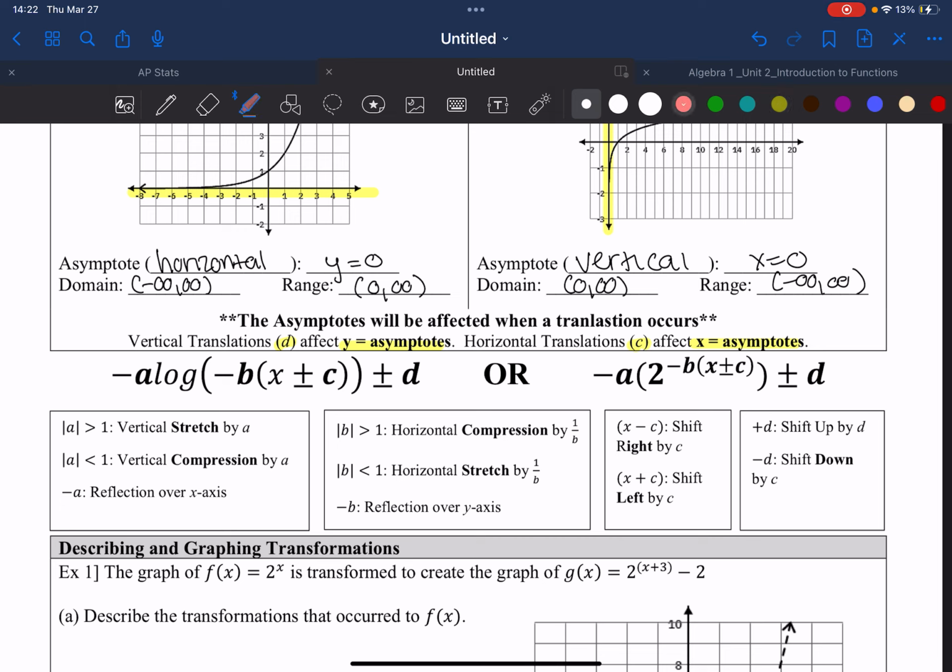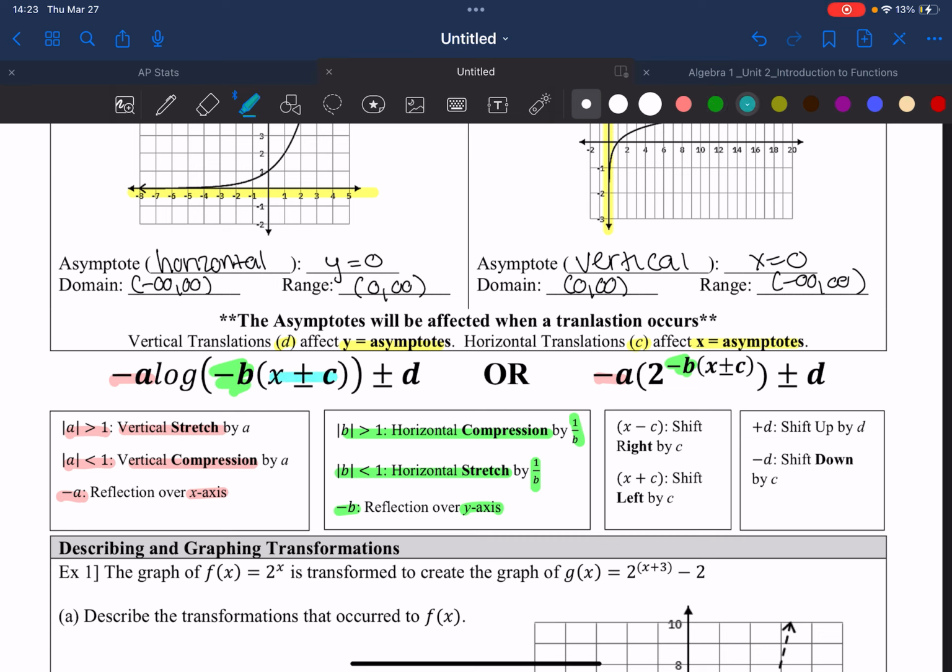You should recall that the transformations we see in this unit are exactly the same as the transformations we see in every other unit. So for the value a, if it's greater than 1, it's a vertical stretch, less than 1, a vertical compression, and if a is negative, then we have a reflection over the x-axis. For b, if b is greater than 1, we have a horizontal compression by the reciprocal 1 over b. If b is less than 1, we have a horizontal stretch by 1 over b. And if b is negative, we have a reflection over the y-axis.